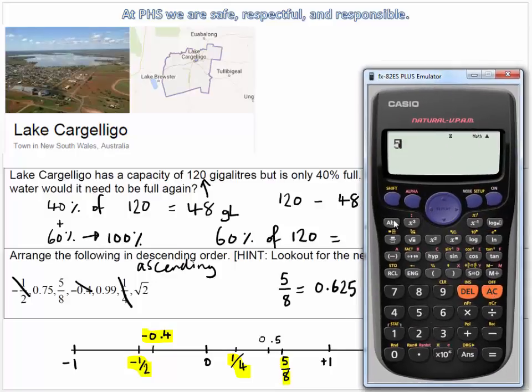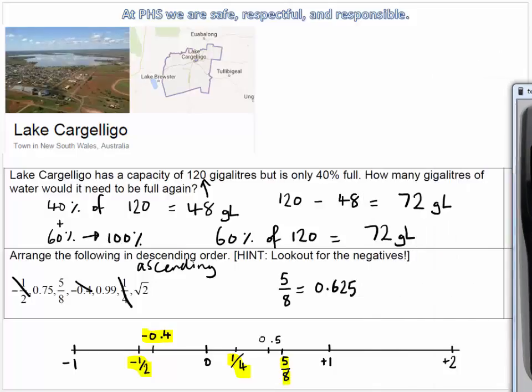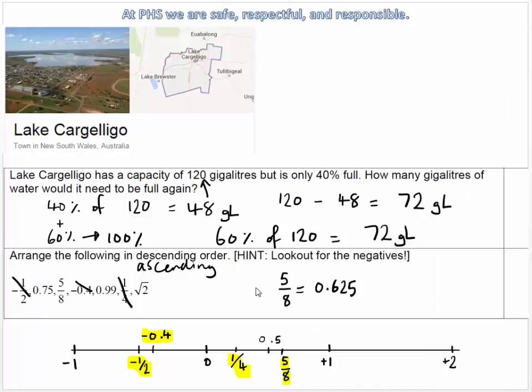So let's do 5/8 equals. I want it as a decimal, 0.625. Okay, so we type in our fraction, press equals, change it to a decimal. All right, and that's going to help you place those things on the number line. So next one. Next one is going to be 0.75. All right, oh, and we've done that one. So 0.75 is 3/4. Okay, so 0.75.